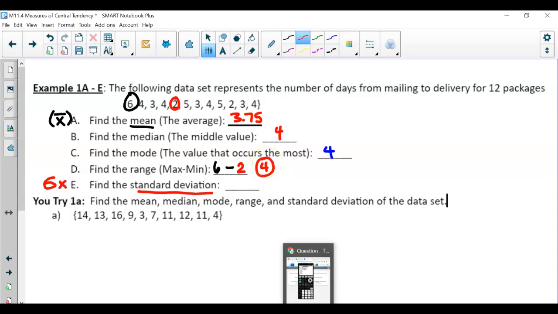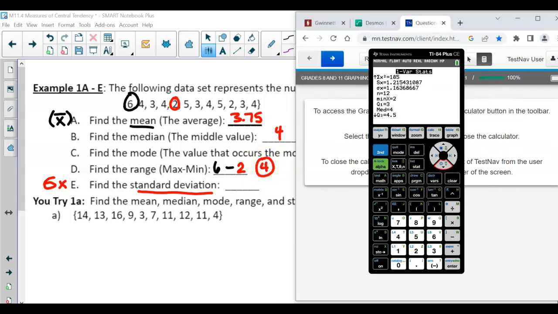Now, I could also go to the calculator. Let's just say, well, what was the maximum? Maximum right here. Maximum is 6. What was the minimum? Min, 2. 6 minus 2 is 4. So the calculator also will identify for you, if maybe you end up, let's say, with a larger data set, the maximum and the minimum value.